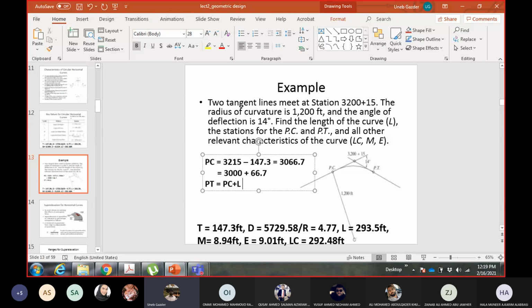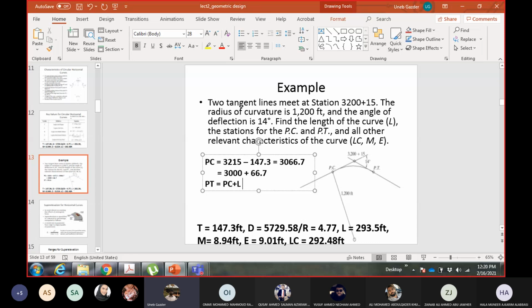So the stationing from PC onwards to any point on the curve, including PT, is always with reference to PC. For any point on the curve, including PT, the stationing will always be taken from PC. So from PC, PT is at the length L, the length of the curve. If you say that PI plus T also gives the same answer, that means L should be 2 times the tangent length.